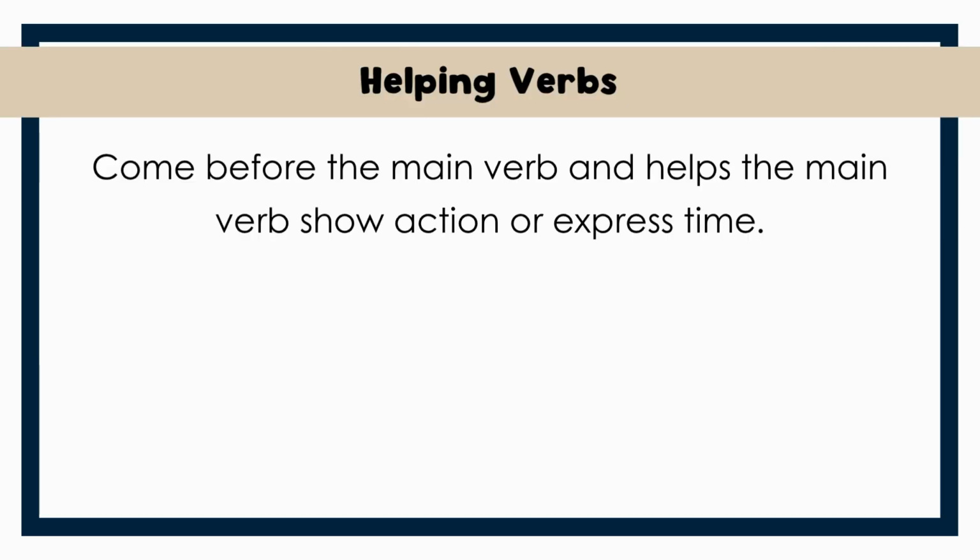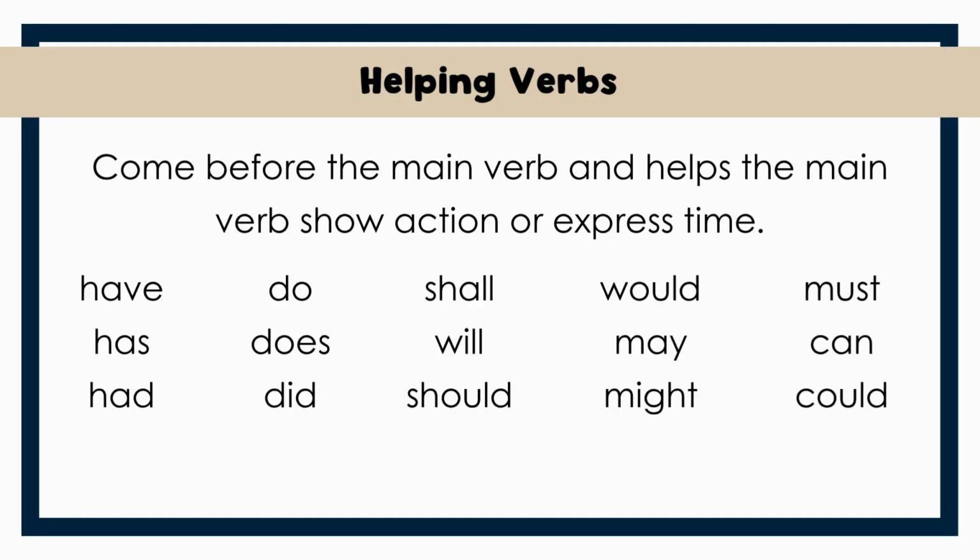Helping verbs are the 3rd type of verb that we have. These come before the main verb and help the main verb show action or express time. Examples of helping verbs are have, has, had, do, does, did, shall, will, should, would, may, might, must, can, and could. If you see any of these words, you have just spotted a helping verb.